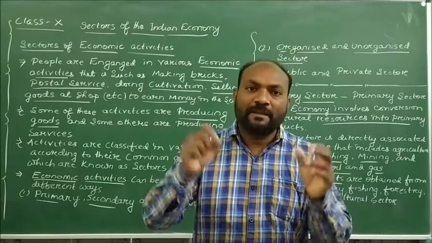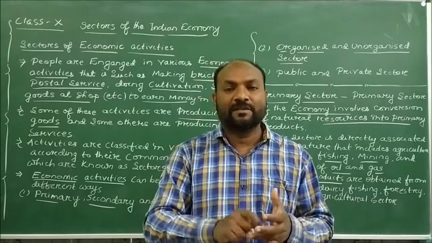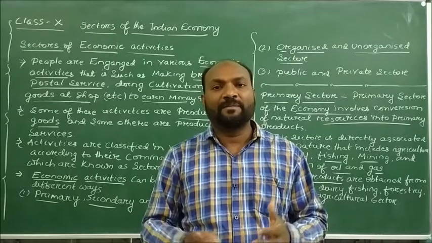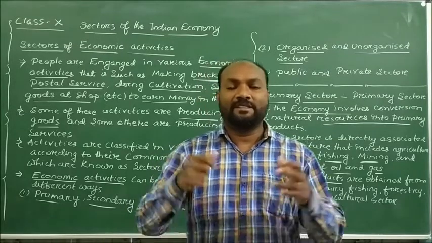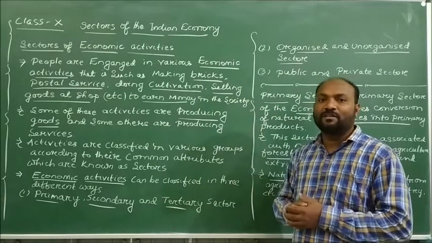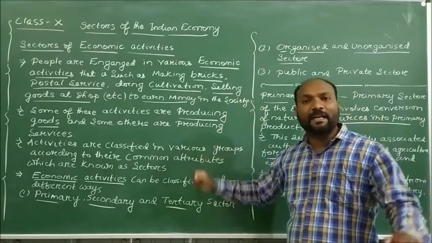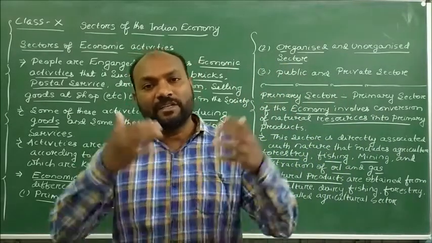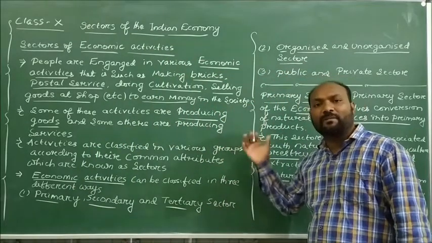So dear students, to get money, we are doing different kinds of work, such as construction of buildings, construction of roads, making bricks, providing postal service, providing banking service, providing transportation facilities, and at the same time we are doing cultivation work, selling and purchasing. We are doing different kinds of economic activities in order to get money in the society.